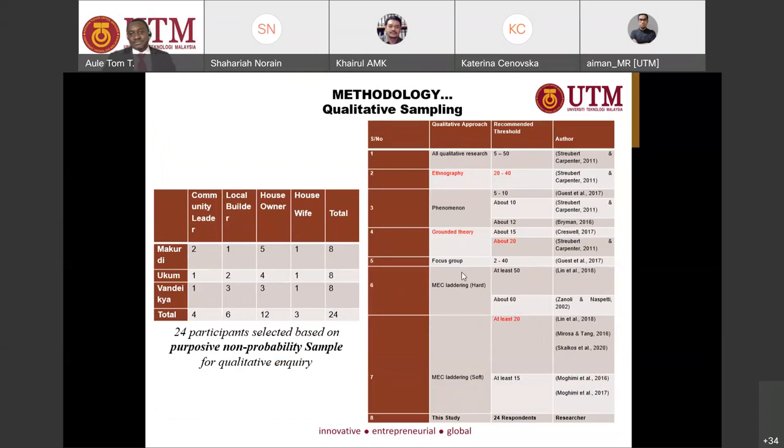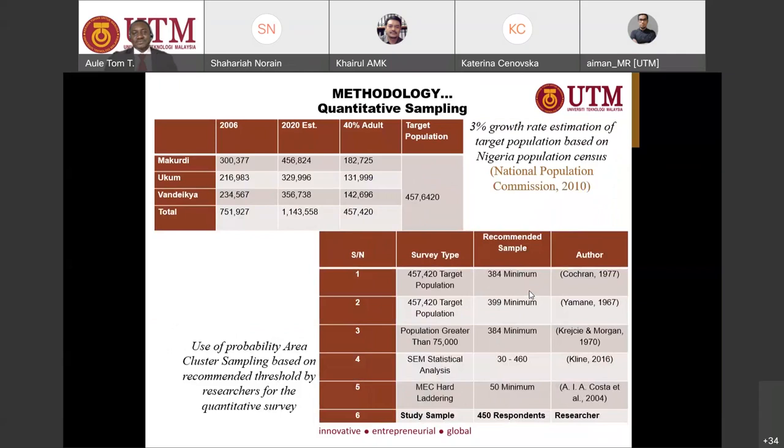Researchers recommended some thresholds. For the case of ethnography, some researchers recommend that between 20 to 40 participants is sufficient. Grounded theory, which is more a part of this research, states that a minimum of 20 people is sufficient for interviews. And for means-end chain, which is soft laddering interviews, they say at least 20 people. So the choice of 24 participants has been justified using different research approaches.